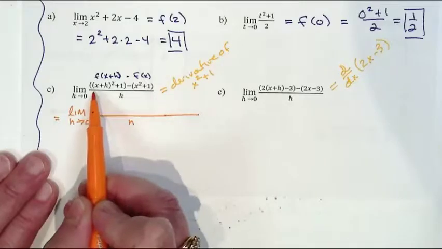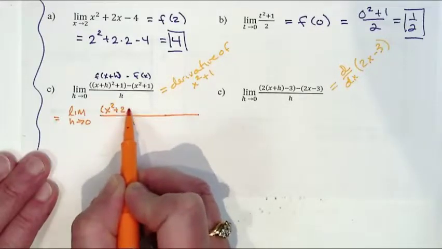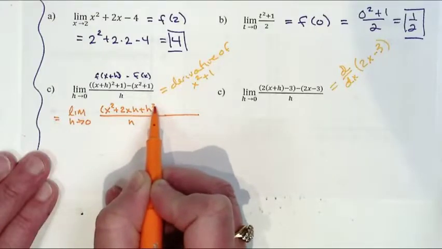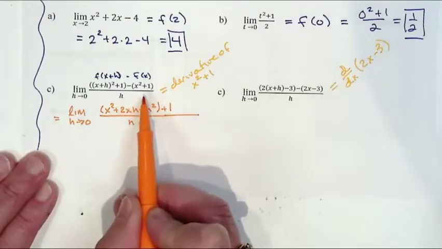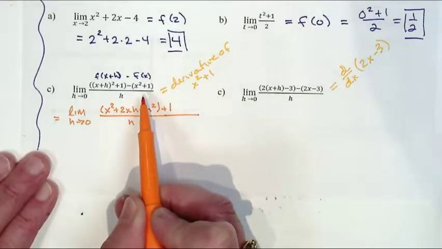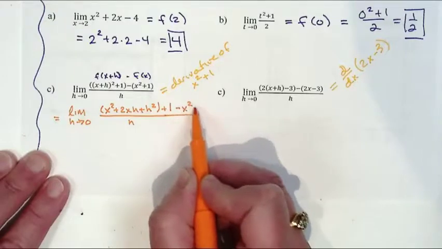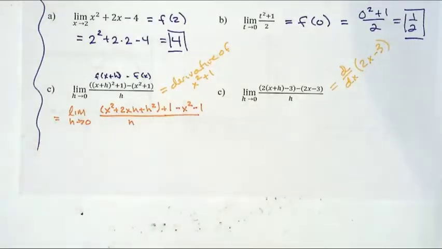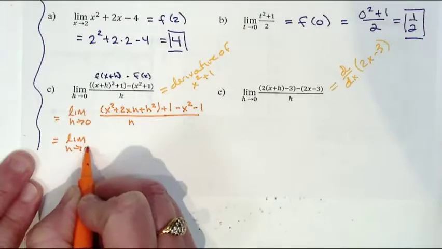So I'm going to square out my x plus h squared, so that's x squared plus 2xh plus h squared plus 1. And I'm going to distribute my minus into my parentheses at the end. So minus x squared minus 1. Does everyone see where I got that line from? Yeah? Okay. I hope.